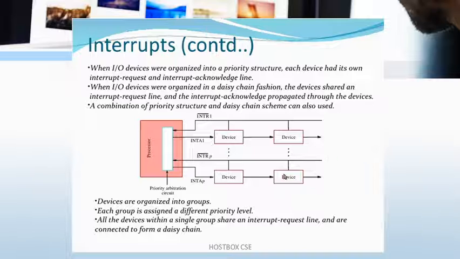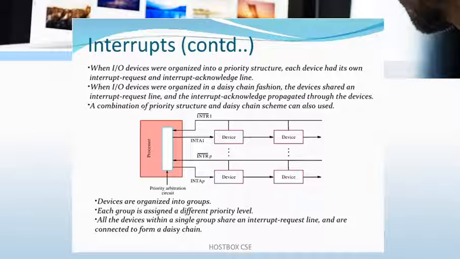If you want, you can refer to the playlist and check out what the daisy chain scheme is and so on. Here the devices are organized into two groups. Each group is assigned a different priority level. All the devices within a single group share an interrupt request line and are connected to form a daisy chain. So remember, there are generally two ways followed to handle multiple devices or IO devices in the concept of interrupts.